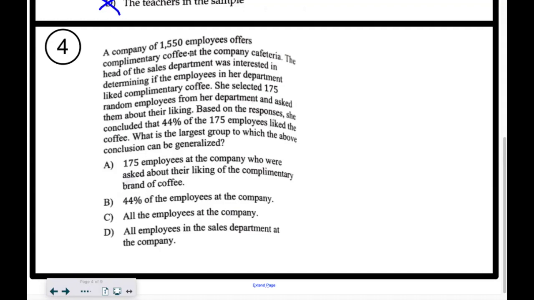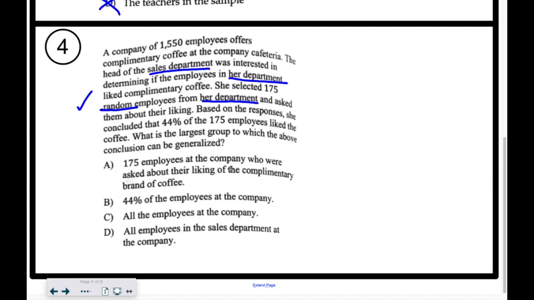All right. So now I go back and I say, all right, company offers blah, blah, blah. Okay. The head of the sales department was interested in determining if the employees in her department liked complimentary coffee. Okay, here we go. She selected 175 random. Okay, so we're good. Check on the random from her department. So the employees were selected from her department, and she is in the sales department. So only the sales department here is the population. We can't project to anything else or generalize to anything else.